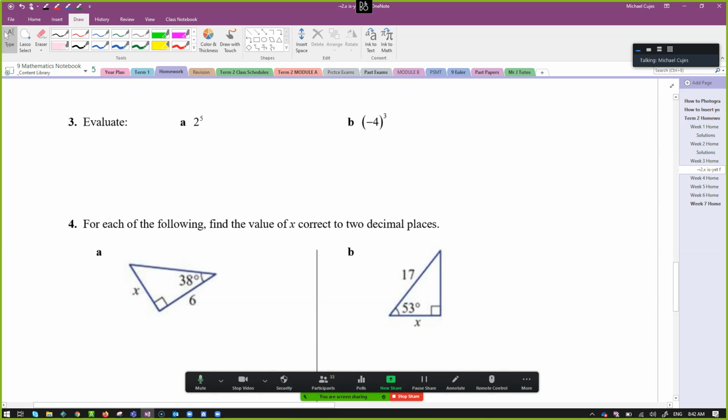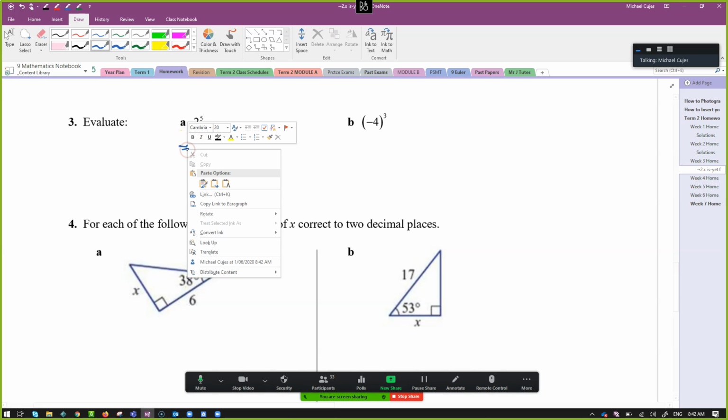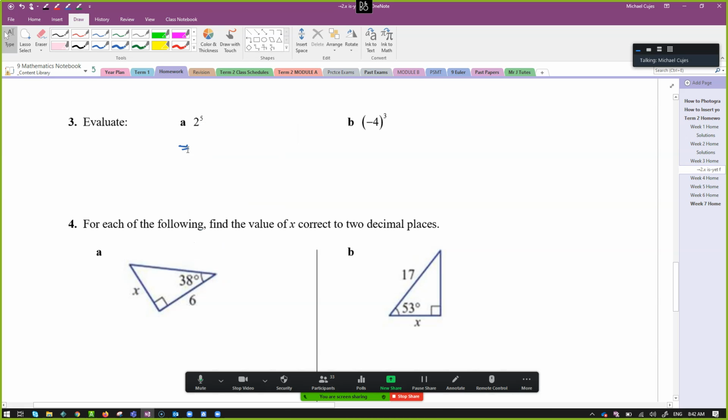Nearly there. Evaluate 2 to the power of 5. Just count along on your fingers. 2, 4, 8, 16, 32. 2 to the power of 5 is 32.